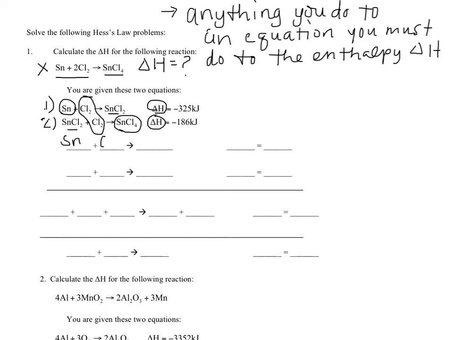So I have Sn and Cl2 forming SnCl2. I'm going to rewrite the enthalpy because that's going to be an important part here. And the sign is important. Remember, if it's a negative sign, that means we've got an exothermic reaction. And I'm going to rewrite the second equation.